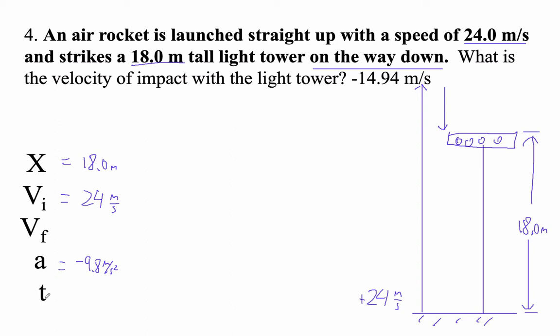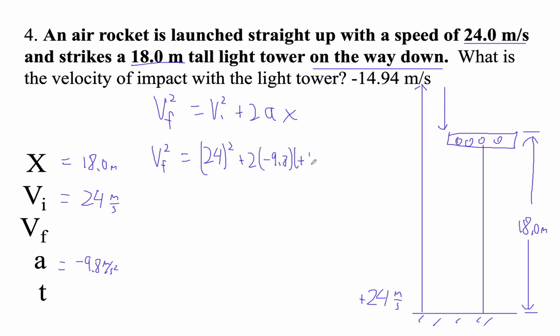How do I find this? I guess I use the no-t equation. Let's use no t. So Vf squared is Vi squared plus 2ax. The final velocity is what we're trying to find. Vi is the initial velocity, so 24 squared plus 2 times negative 9.8 times positive 18.